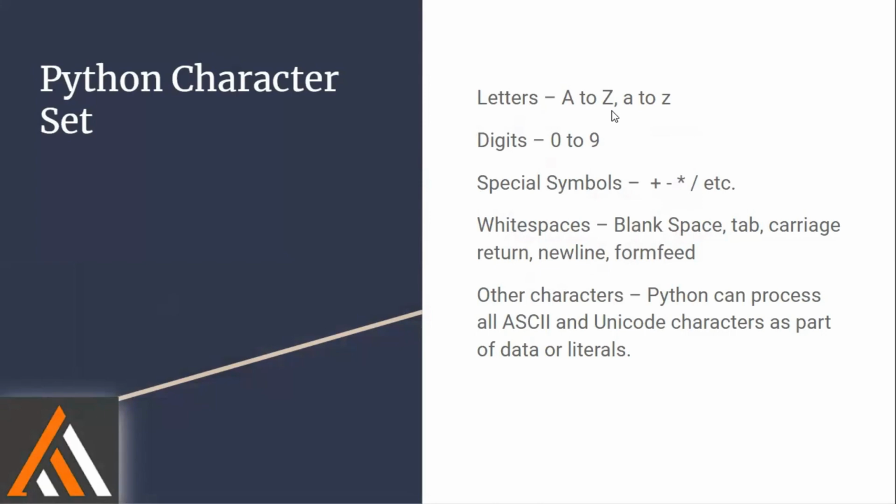This is the character set, which comprises letters, digits, special symbols, and white spaces, and Python is able to understand all the characters which are in ASCII and Unicode format. This is the set of valid characters that a language can recognize. So if you are writing any word in English, it will be understandable by Python, but it has to be in a proper format, like we have seen with the tokens.